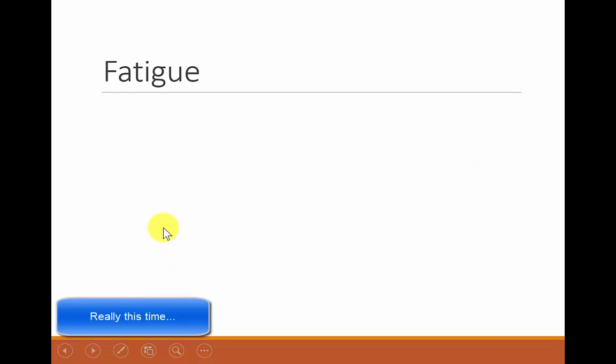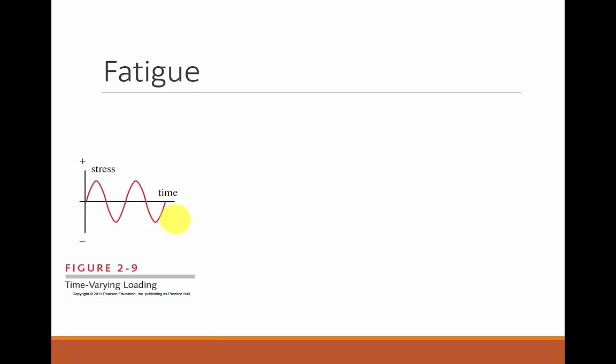Finally, last topic for the day, we're going to talk about fatigue. Fatigue has to do with when we take a part and we stress it, and we alleviate the stress, and then we stress it again. And we do that time after time. Probably everyone at some point has taken something like a paper clip and broken it in half by bending it back and forth over time. So we know that fatigue exists and that it's a big problem.